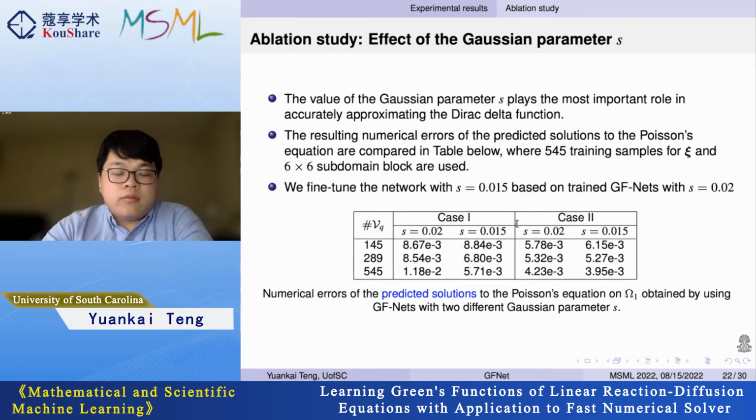So you can see here, with smaller S, the accuracy will slightly improve, and here you can see that the error is no longer dominated by GFNets in some cases. So here it illustrates that our GFNets is more sensitive to the choice of our parameter S in approximating the Gaussian delta function.